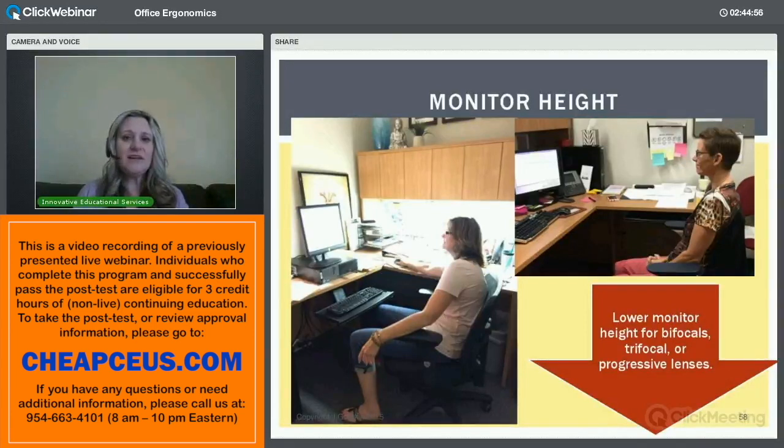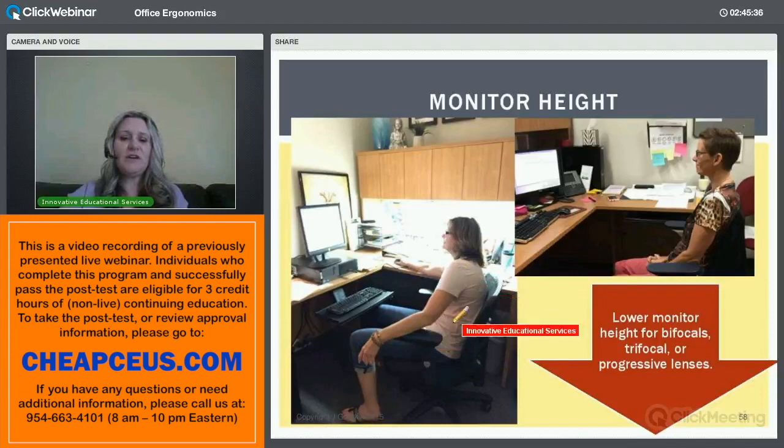Individuals that wear glasses, that changes things slightly. We still want these proportions between the equipment and the individual because biomechanically we want to decrease the stress and maintain alignment. But we need to think when someone's wearing glasses, particularly bifocals, trifocals, they need to read out of a different part of the glasses. So what we need to do, particularly for someone with bifocals, is lower that monitor slightly so that when they look at the bottom edge of their glasses, they're seeing the center of their screen. Right.